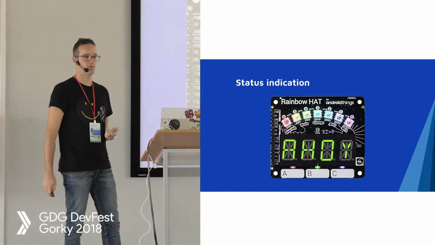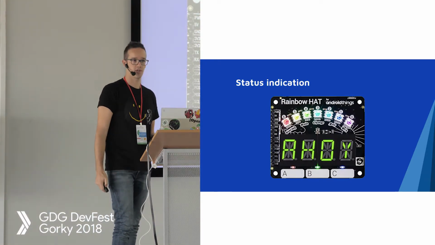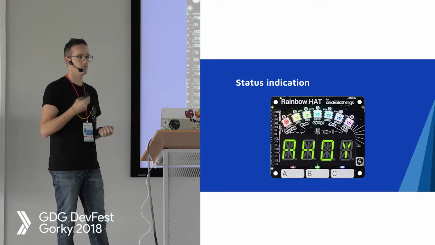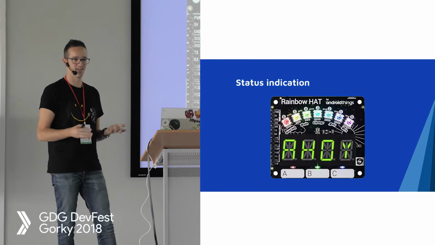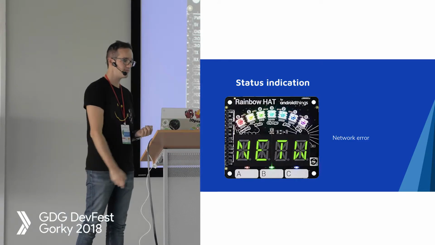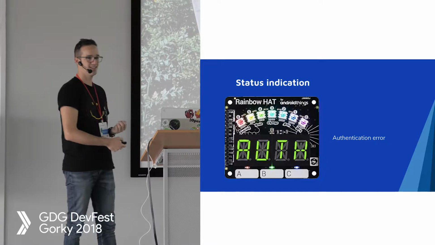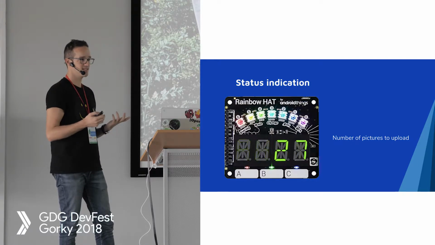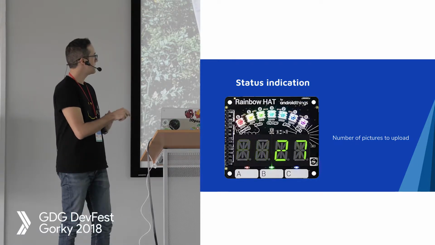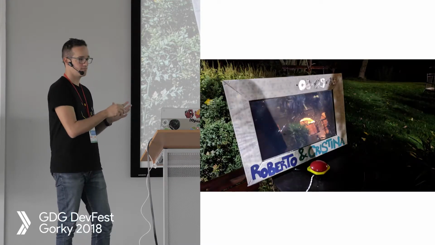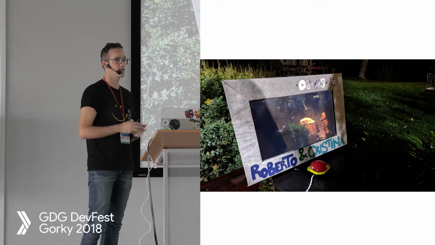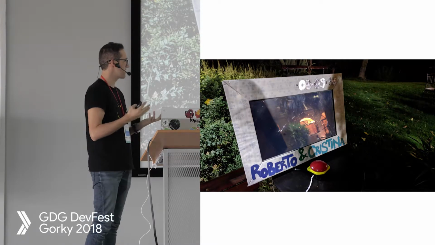For example, showing if there was a network error, an authentication error, which we will see later why it's important, or just the number of pictures that we had taken so far, just to know that the thing is working as expected. And this is the final result. This is how it looked. We created this frame, which was a bit nicer than just seeing a regular monitor. Here you can see reflected the window of the building where the event took place, our big button, and here there was hidden the small camera, so that it didn't look like a prototype. It looked more like a finished product.